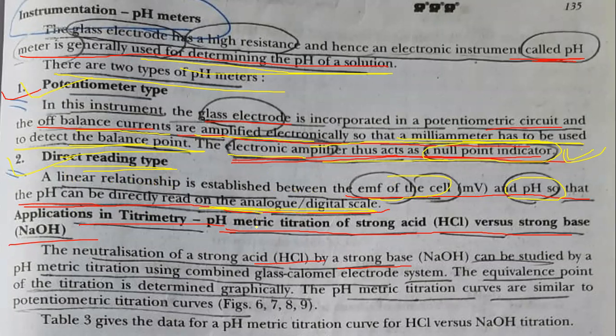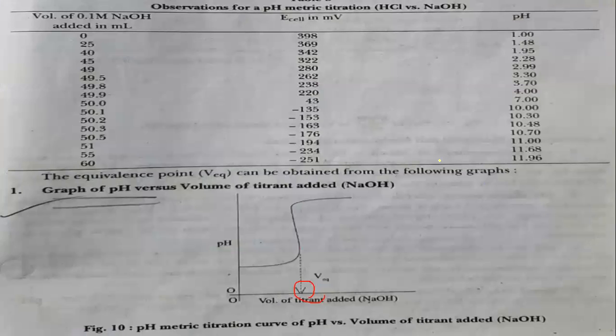Now, applications in titrimetry, or pH metric titration of strong acids versus strong bases. We know that, as before, for the analysis we add a titrant to the testing solution, and with the addition of titrant we take a large number of readings. At the equivalence point there is a sudden change in the pH of the solution, and that gives us an S-shaped curve, which we call a sigmoid curve. If you plot a straight line to the x-axis, where the volume of titrant added is taken, you get the volume at the equivalence point.